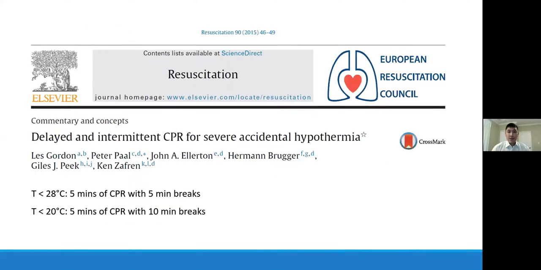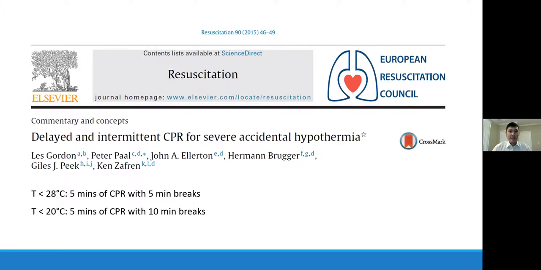If, unfortunately, you find yourself in a setting with limited personnel and no access to mechanical CPR, the European Resuscitation Council actually has guidelines suggesting using intermittent CPR. The theory being that hypothermia decreases metabolic demand enough that this allows hypothermic patients to tolerate cardiac arrest much longer while still maintaining favorable neurologic outcomes. They recommend doing intermittent CPR, 5 minutes of CPR with 5-minute breaks for patients under 28 degrees, and then 5 minutes of CPR with 10-minute breaks for patients under 20 degrees.